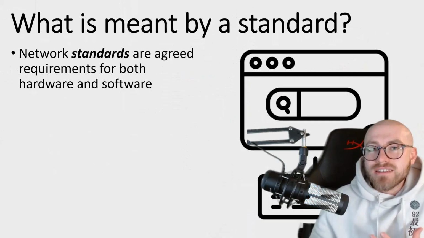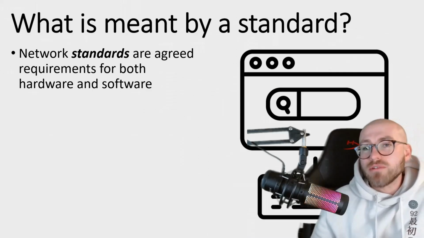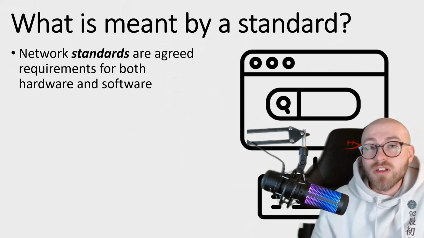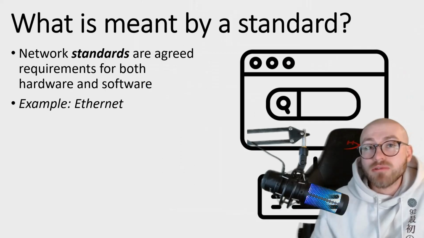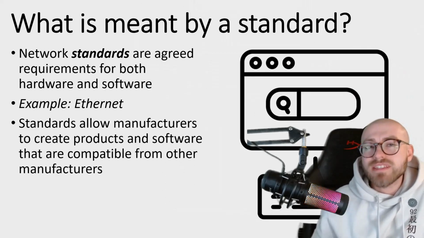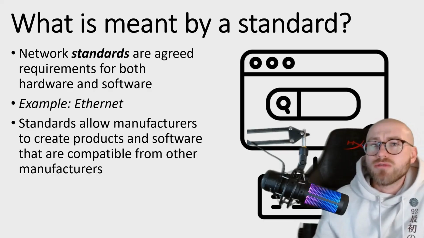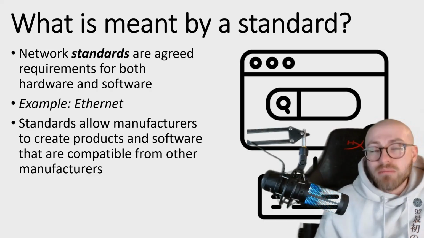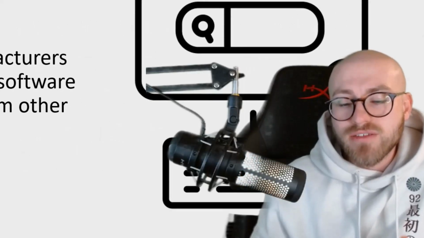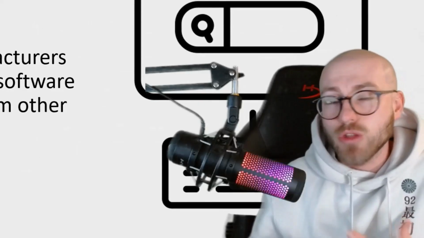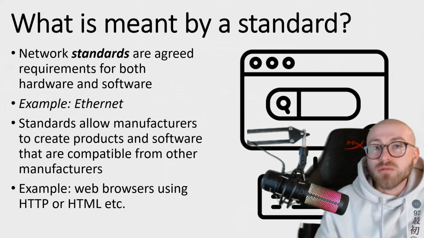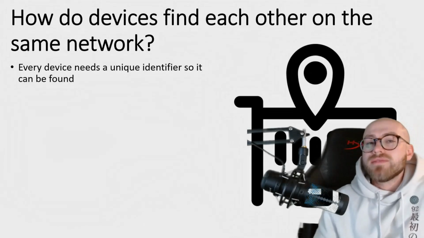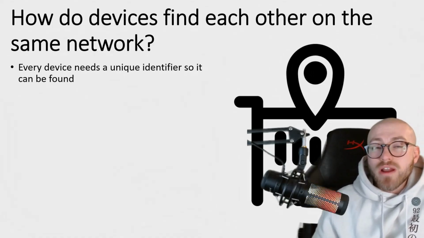A network standard is an agreement about the hardware and software which is going to be communicating and sending the data to each other. So a really common one that people have heard of, an Ethernet cable, but then there's also an Ethernet protocol as well for communication. And by having these standards, it just helps manufacturers to create products and software so they're compatible with other manufacturers, so they can develop their own product, but then this is the standard that they will all use so they can still communicate with each other. Some really common ones include, on your web browsers, where they agree that they'll use HTTP to communicate, or HTML.